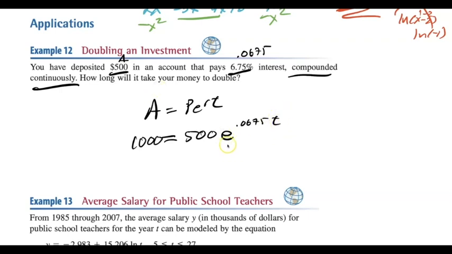We're going to get the e by itself, so we can solve for t. Let's get rid of that 500. Divide both sides by 500. That cancels out. 1,000 divided by 500 is 2. Double money: 2 = e^(0.0675t).